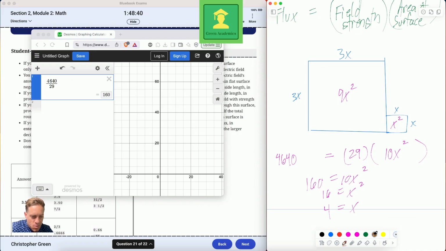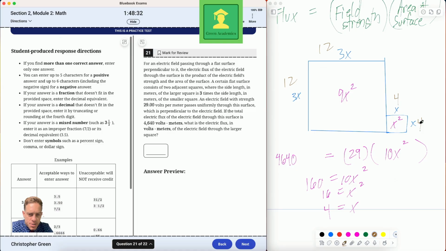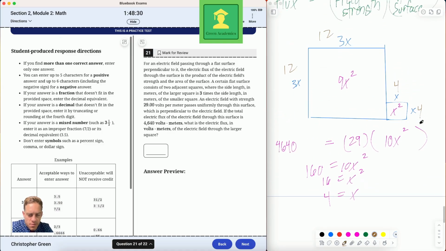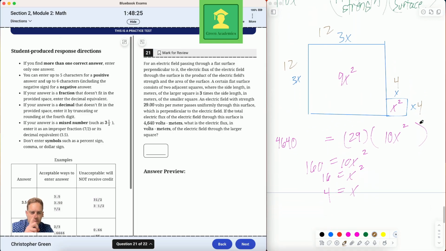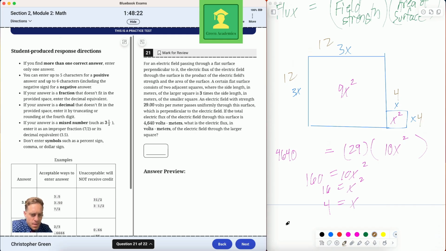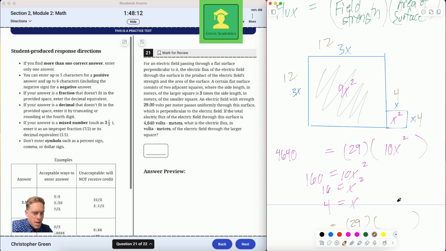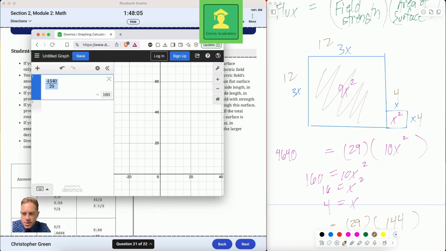Okay, which means the actual dimensions as numbers is just a 12 and a 12 and a 4 and a 4. Then the question is, what is the electric flux in voltmeters of the electric field through the larger square? So if the field strength was still 29, then the thing you're looking for would be 29 times the area of just the larger square, which is just 144, right? So 29 times 144 should be the answer.